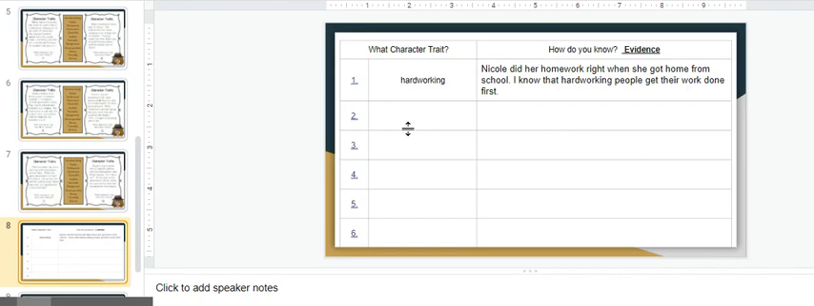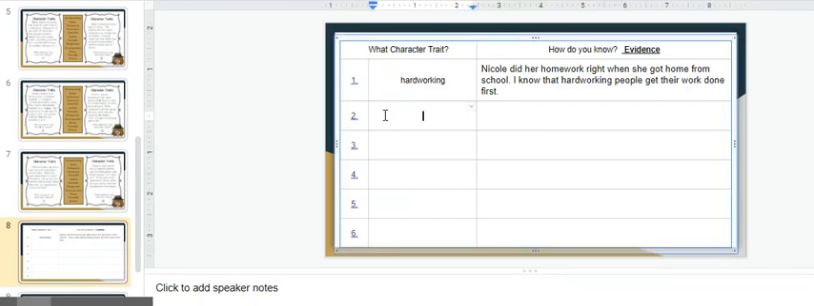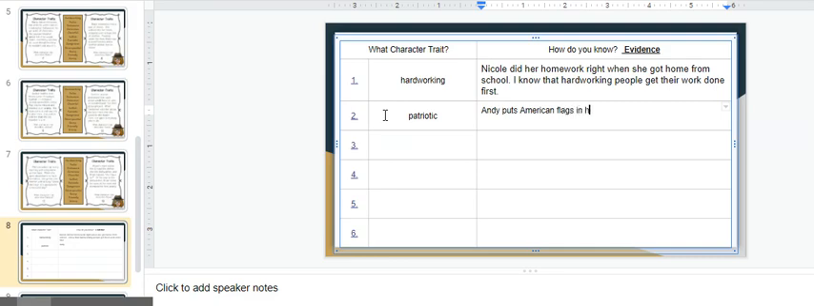All right. So number 2, I'm going to put patriotic because I know that Andy loves his country. And then I'm going to choose one of the pieces of evidence. He did 2 things. I'm just going to do one. Okay. I'm going to say it's Andy because I got to use my character's name, right? So Andy puts American flags in his yard. Okay, that's my piece of evidence.